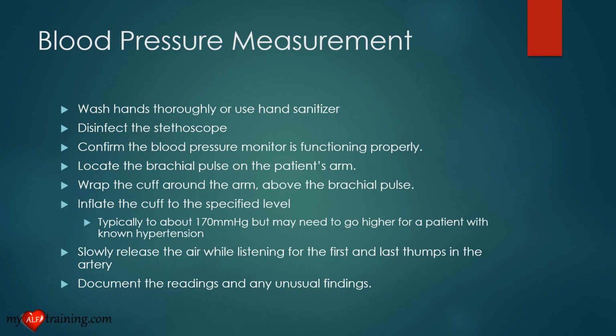Next step is to locate the brachial pulse on the patient's arm. Many of the blood pressure cuffs do have arrows pointing, showing you exactly how to put it on the patient's arm. We're going to wrap the cuff around the arm above the brachial pulse and then inflate the cuff to the specified level. Typically, inflating the cuff will be to 170 millimeters of mercury, but you may need to go higher for a patient with known hypertension.